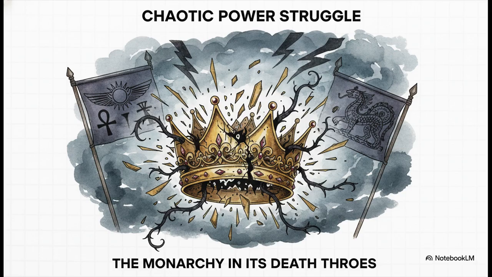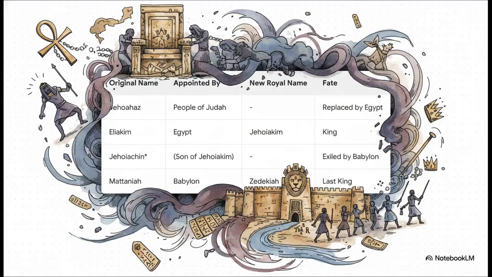The final names in this family tree reflect that confusion, showing a monarchy in its final death throes, being torn apart by squabbling sons and meddling foreign empires. And what a mess it was. Okay, try to follow this.